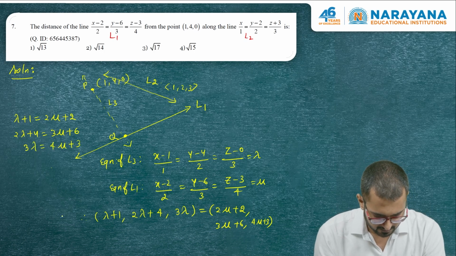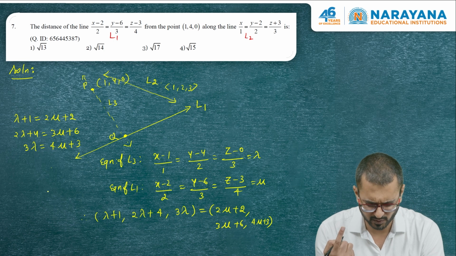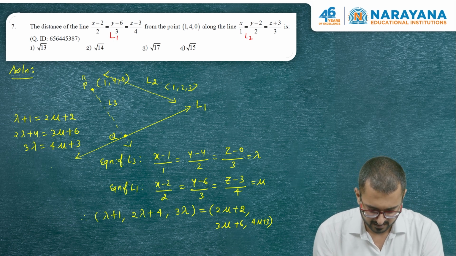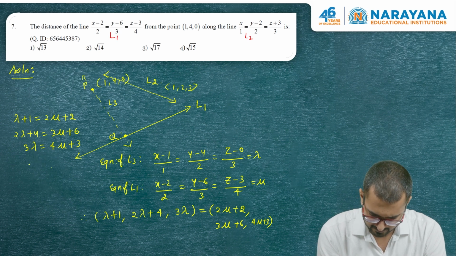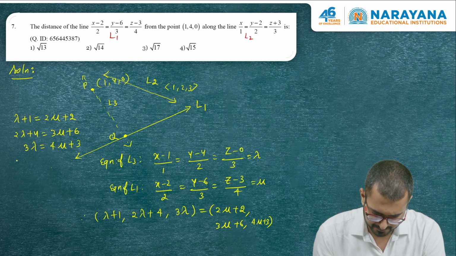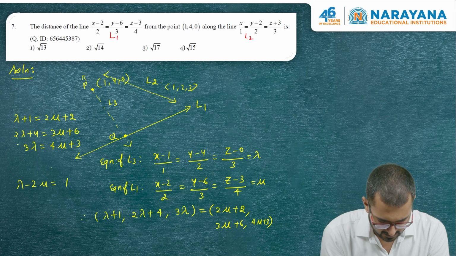So let us see which equation would be easy to solve. So we have to solve and get our lambda and mu, or even one value is enough. Even if you get lambda, it is fine. So basically solving this system, I have lambda minus 2 mu is equal to 1, and this is 3 lambda minus 4 mu is equal to 3.